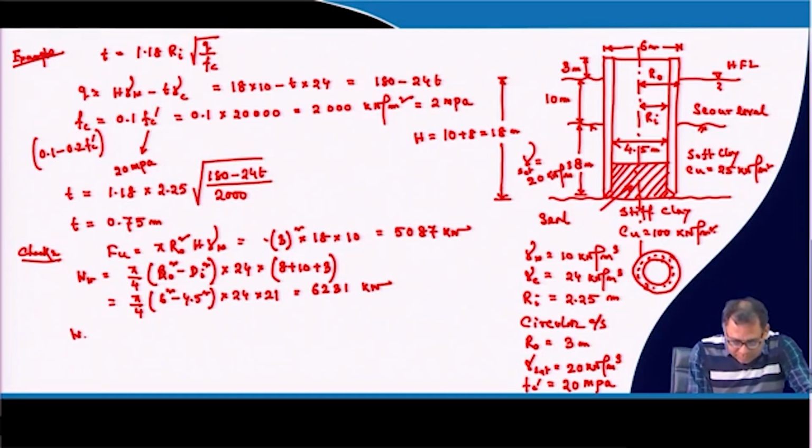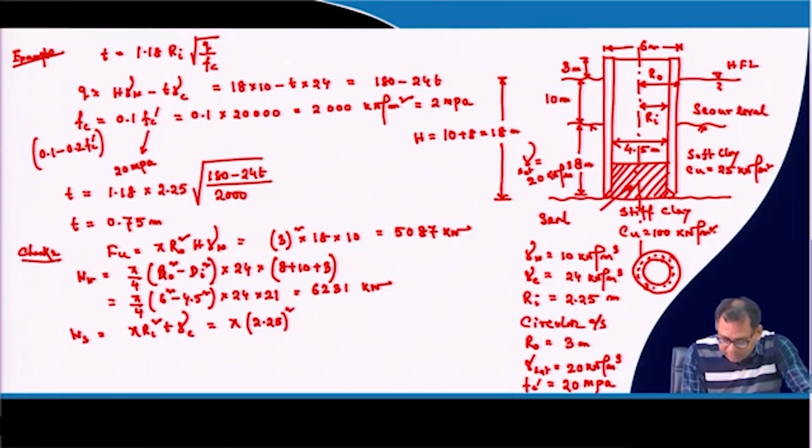Okay. Now, the weight of the seal, that is pi ri square into t into the unit weight of the concrete. This is pi, ri is 2.25 square into 24, the unit weight of the concrete, and the thickness provided is 0.75 meter. So, this is equal to 286 kilonewton.